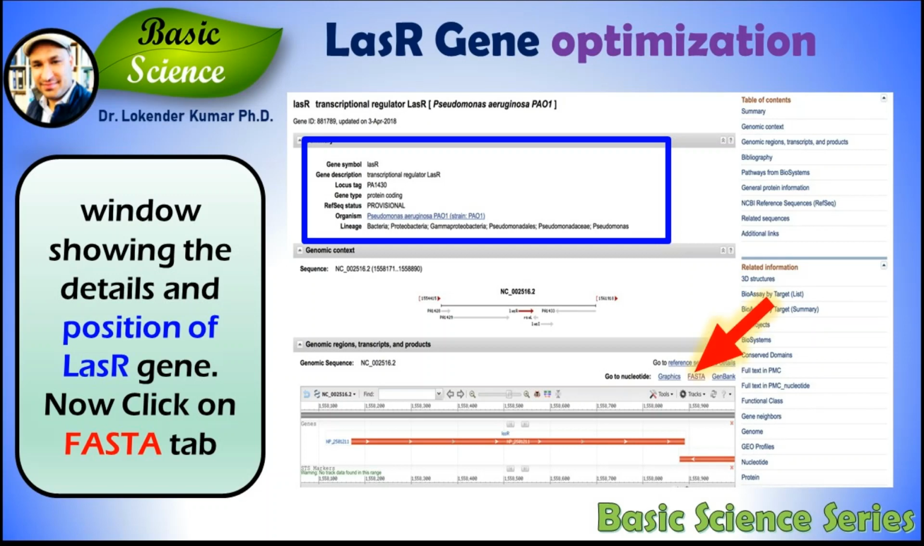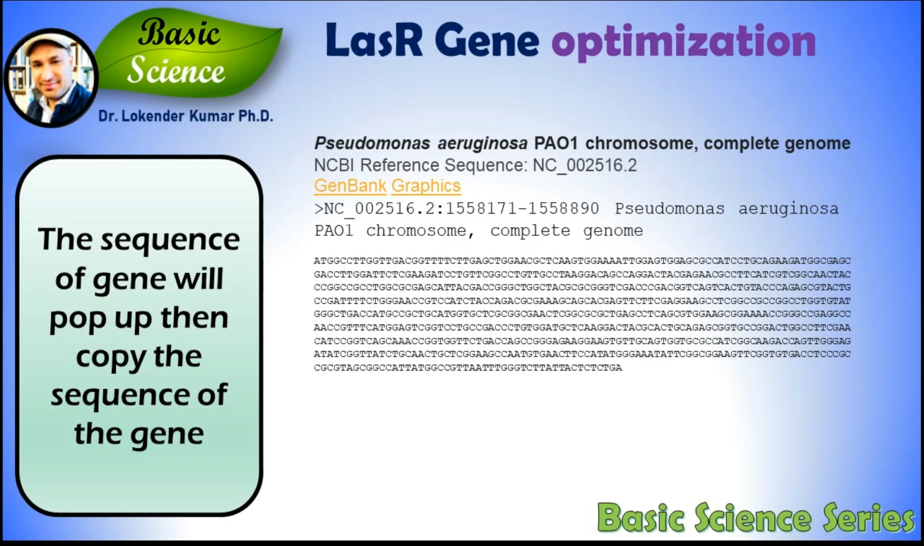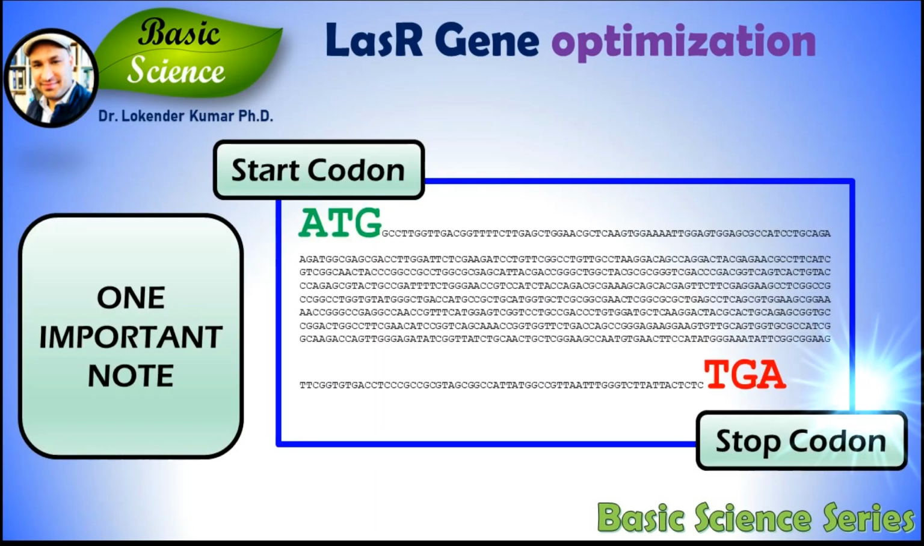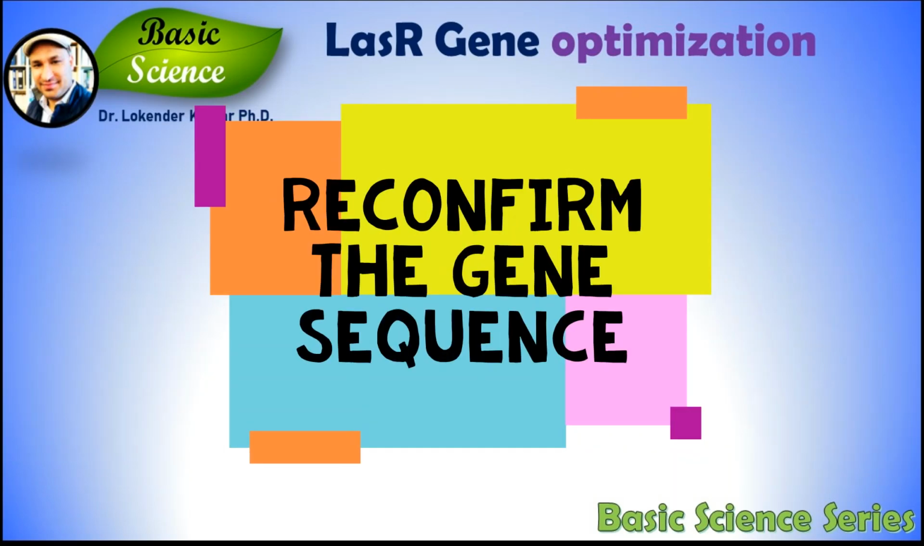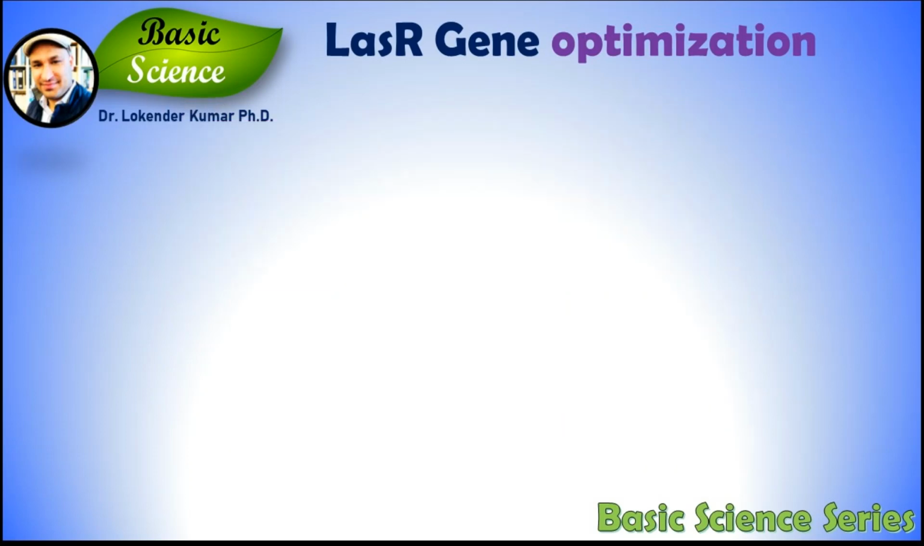Now click on the FASTA tab shown by the red arrow. After clicking the FASTA tab, the sequence of the gene will pop up on your computer screen. The gene sequence is in the blue box. Copy the whole sequence of that particular gene. Very importantly, look for the start codon at the start of the sequence, which is ATG, and the stop codon at the end of the sequence, which is TGA. This gives you a fair idea that you have a complete sequence of your gene, but you should reconfirm with the published paper. Usually, supplementary sheets of those published papers have the sequence data for the gene.